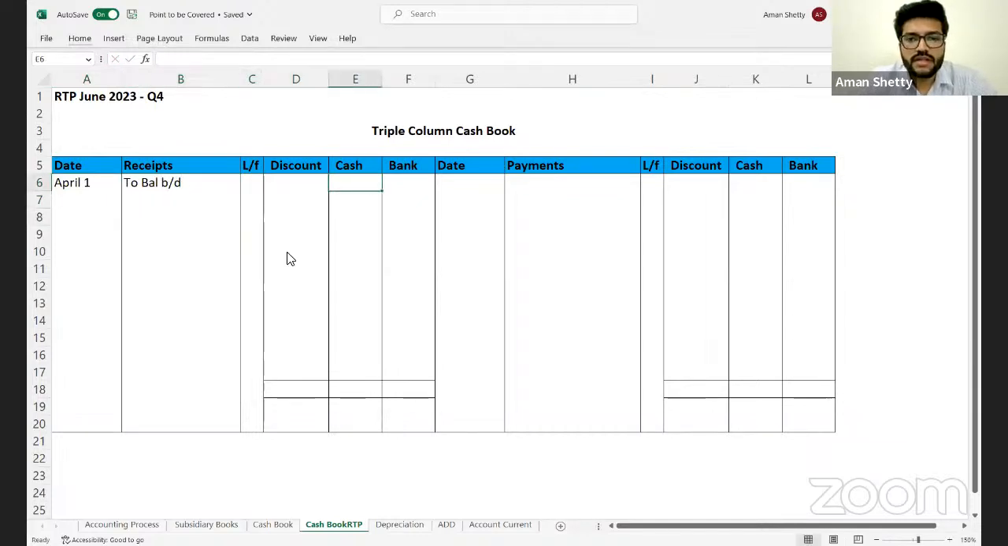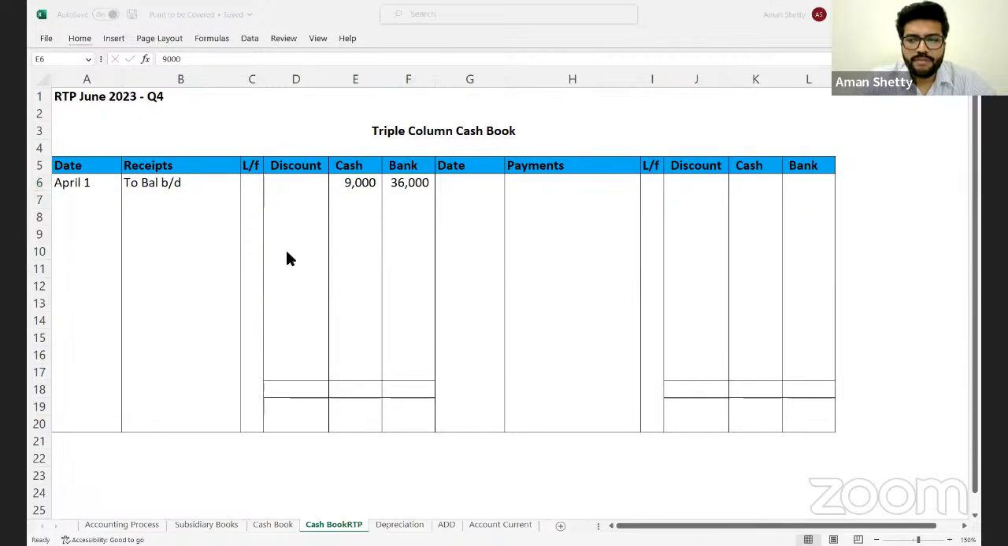Discount column nil. Discount is nil, obviously. So you write down in the cash column how much? 9,000. Rupees 9,000. Bank column? 36,000. Bank column 36,000. Next.